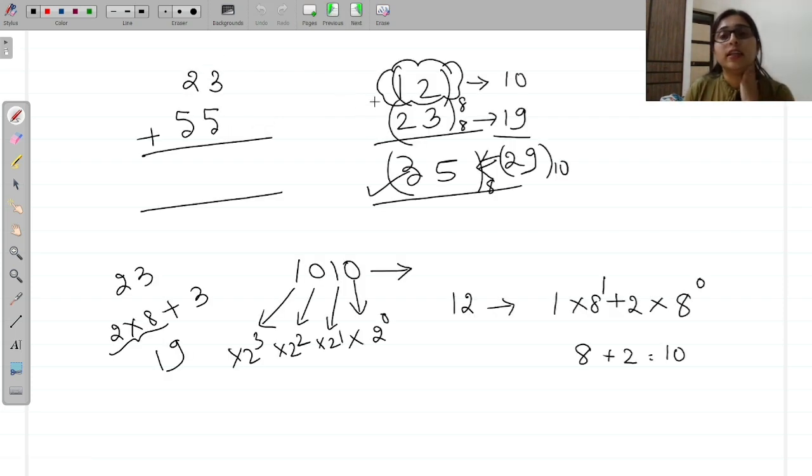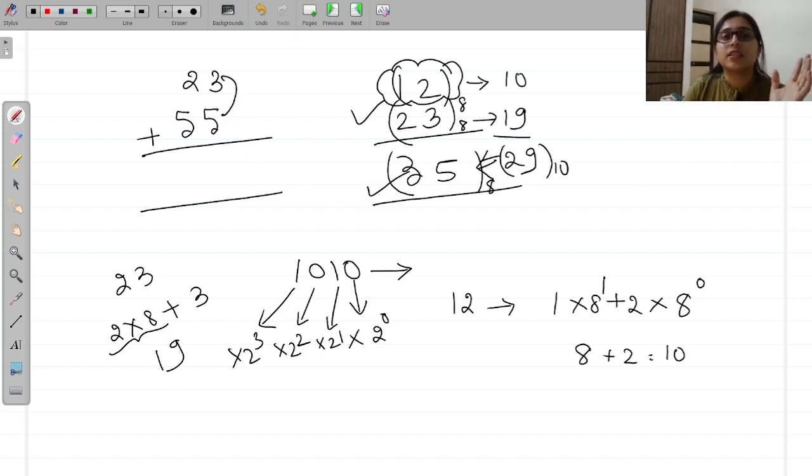Then this is the addition of octal numbers. One way is you can convert the octal number to the decimal number and then convert the decimal back to an octal number. But it is time consuming. So it is better to practice this in the direct way, like how to add with base 8.